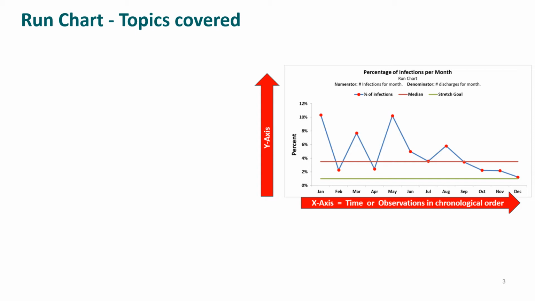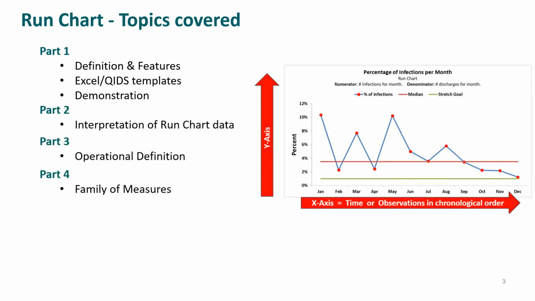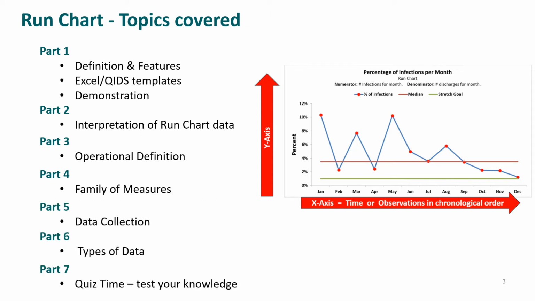There's a lot to cover to learn about run charts, so we've broken the video series down into 7 parts. The first part covers the definition and features of a run chart, and we'll also do a demonstration. Part 2, we will interpret the data in a run chart. Part 3 is around the operational definition. Part 4, you'll learn about the family of measures. Part 5 is about data collection, and Part 6, the types of data that are used in run charts. And Part 7 is a quiz to test your knowledge.